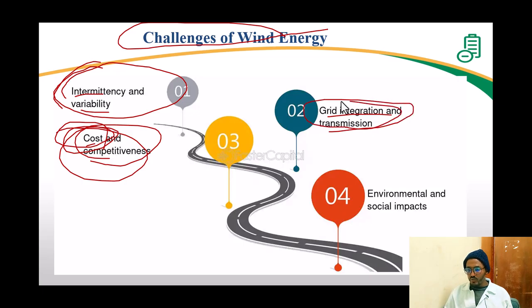And we have grid integration and transmission. The challenge of wind energy, as I said before, is intermittency, and grid integration is also still a topic, as long as we don't have effective or efficient energy storage systems. And the other one is environmental and social impacts. These are the challenges that still keep us from coming up with the efficient wind turbine that we need.